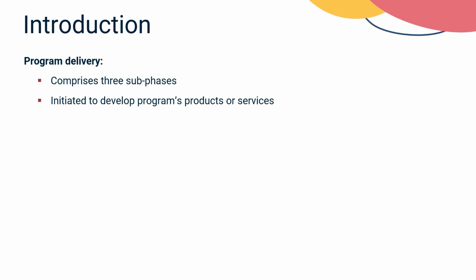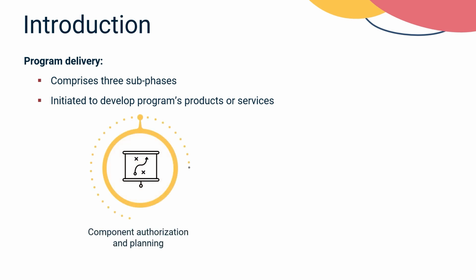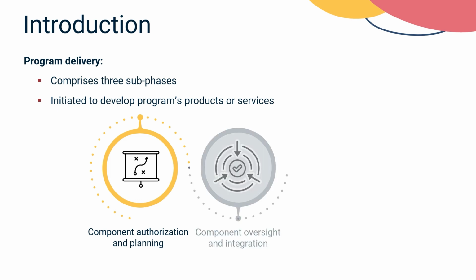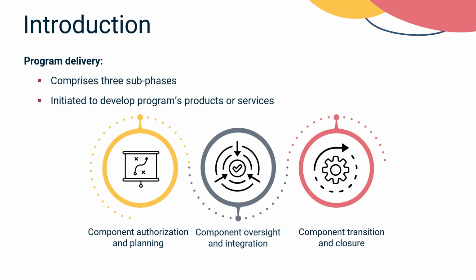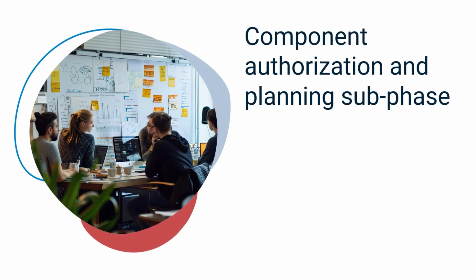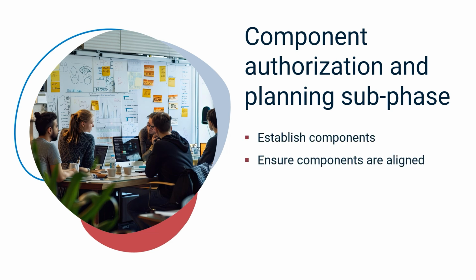The three subphases are component authorization and planning, component oversight and integration, and component transition and closure. The component authorization and planning subphase focuses on establishing program components and ensuring they are aligned with a program's strategic objectives. This involves defining, authorizing, and planning the individual components, projects, or subprograms that will deliver the program's intended benefits.